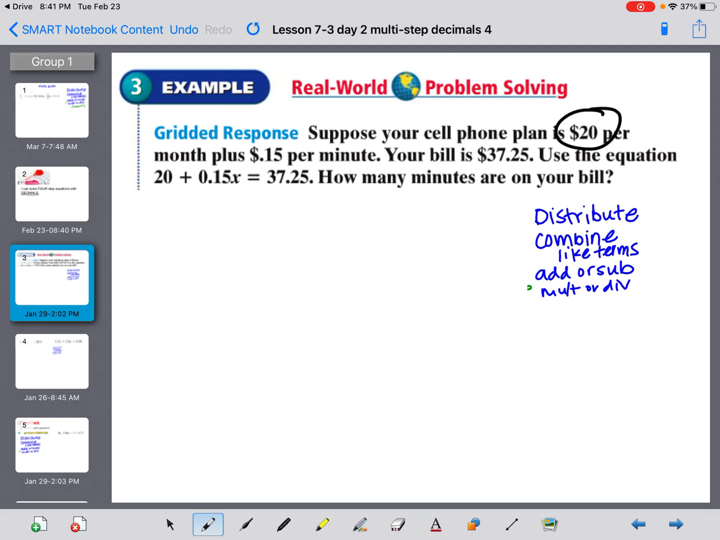$20 per month just for general use if she has to look up the weather or whatever. And then 15 cents per minute for people she talks to, which again is basically only me. So, how many minutes are on the bill if her bill this month for February was $37.25? Like I said, same steps, good news. So, here is my equation.